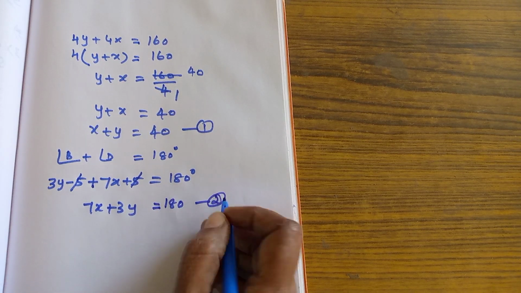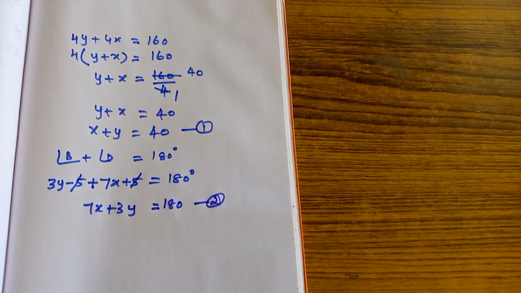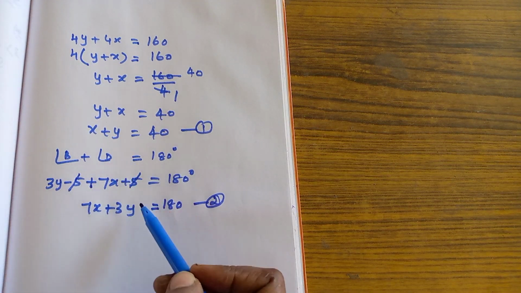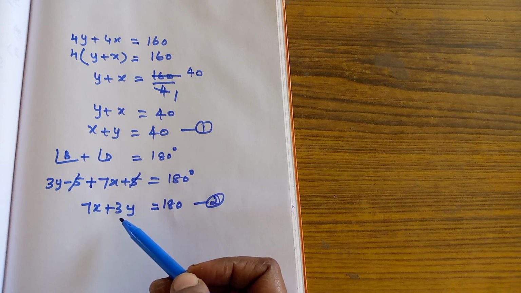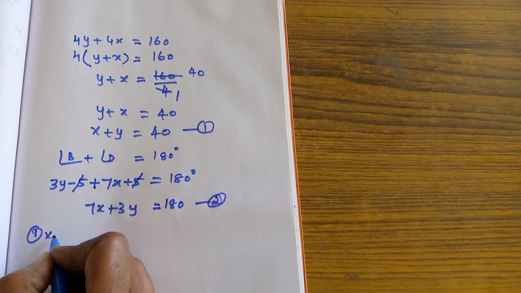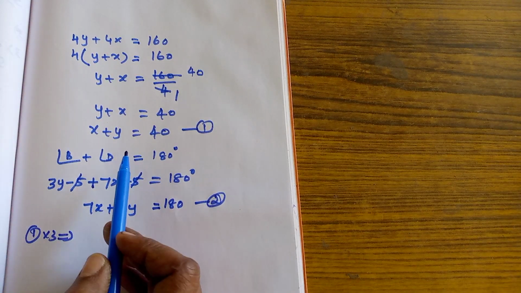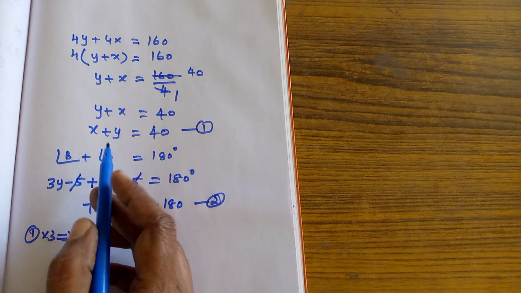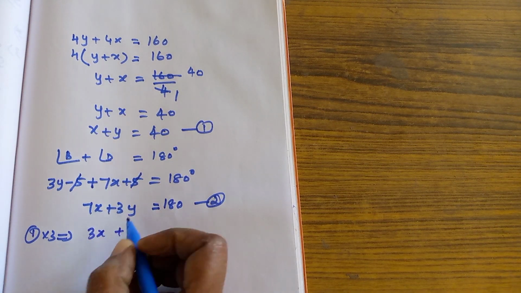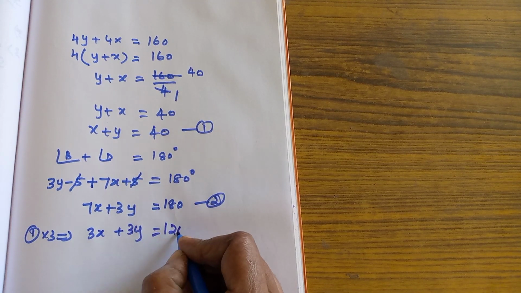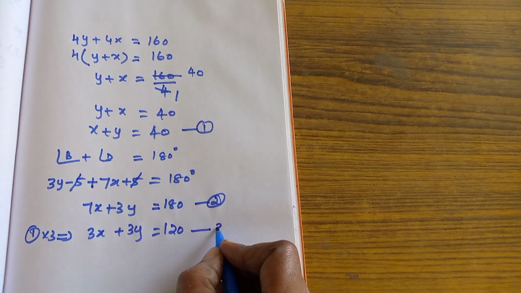Equation number 2. Now we have to solve equations 1 and 2. Let us multiply equation 1 by 3. Then we will get 3y here, by which we can subtract and eliminate any one variable, x or y. Equation 1 is x plus y equals 40. Multiplying by 3, we get 3x plus 3y equals 3 into 40, which is 120. Equation number 3.